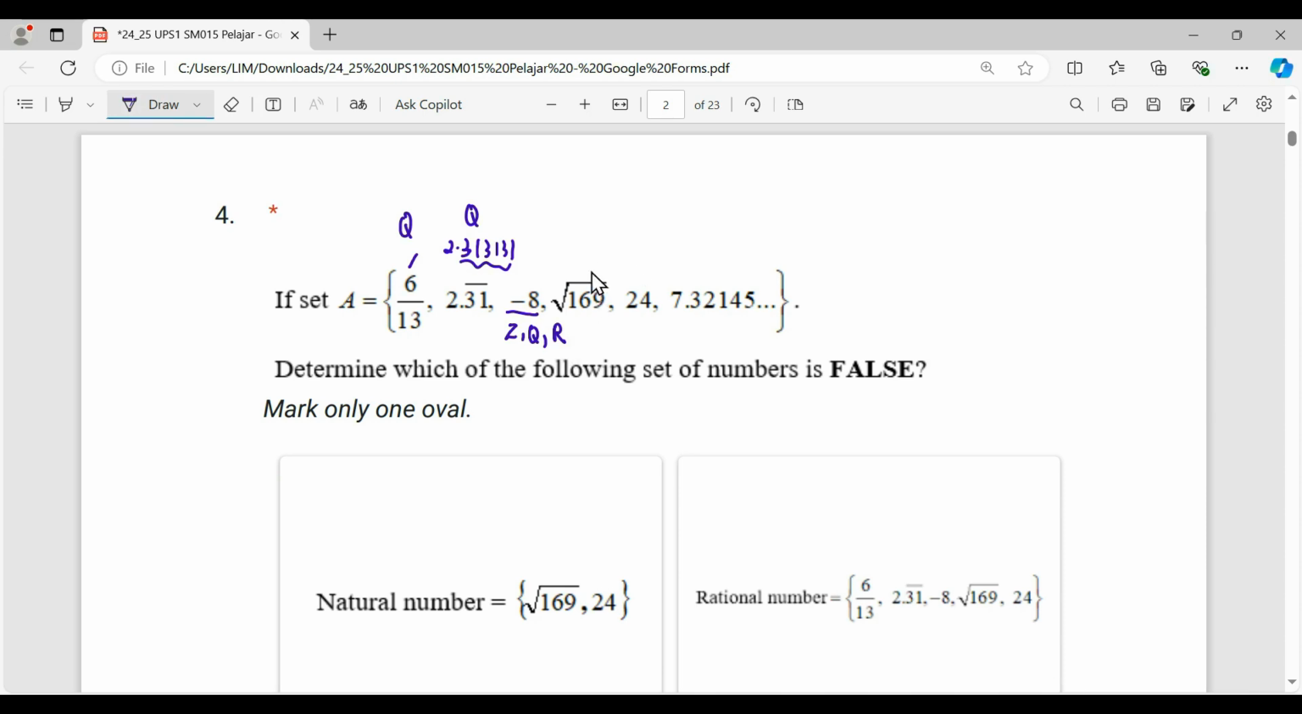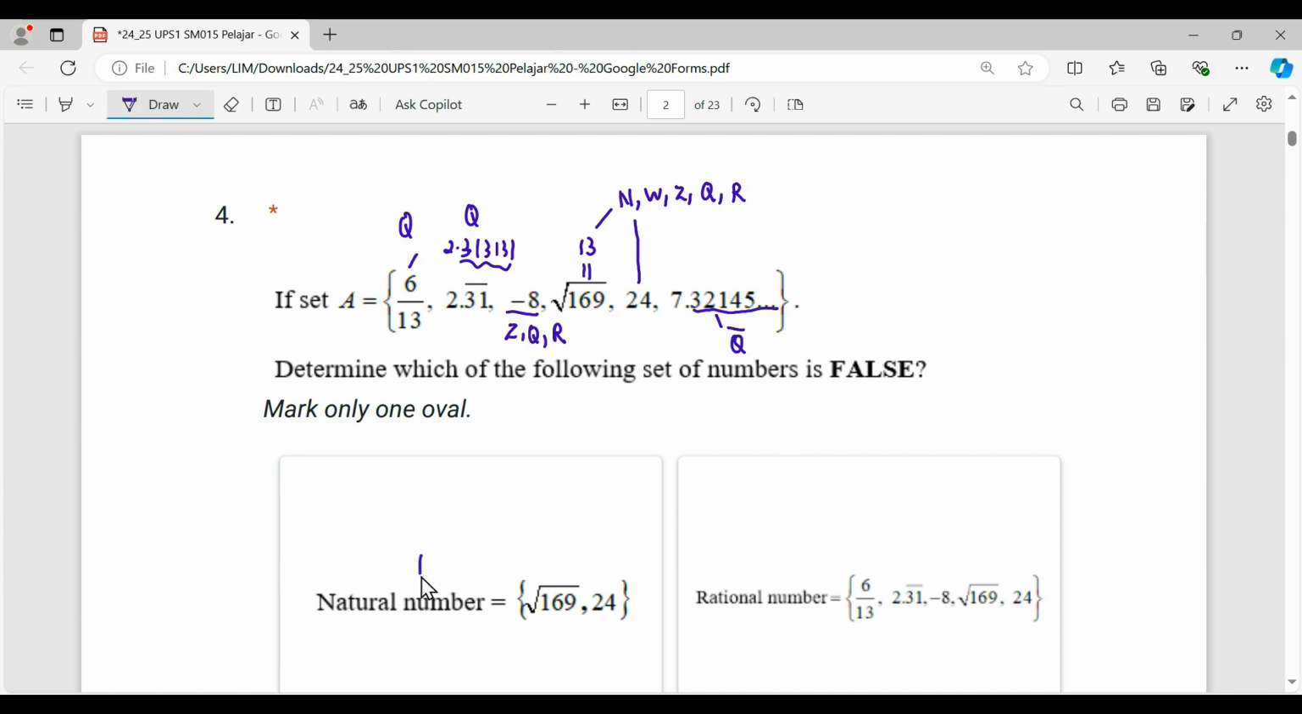And then square root 169 equals 13. So 13 will be a natural number, a whole number, integer, rational, and real number. 24 is the same as 13: natural number, whole number, integer, rational, and real number. And we come to these decimal numbers; we can see the decimal here is not in a pattern, which means this one is an irrational number. So which of the following sets is false?